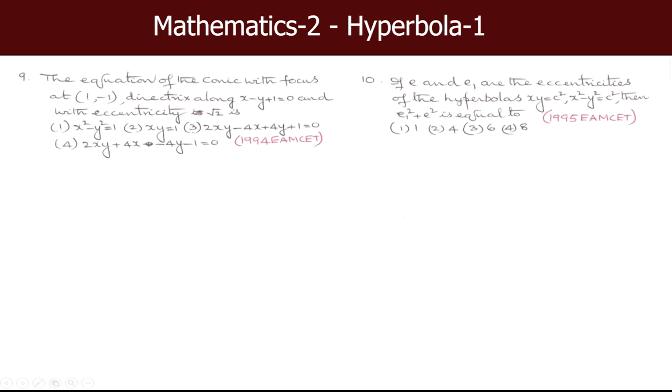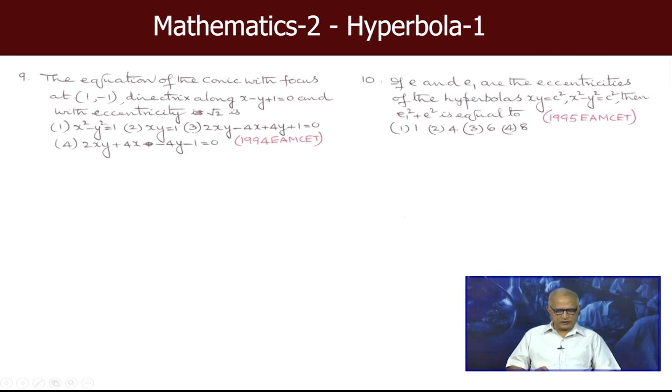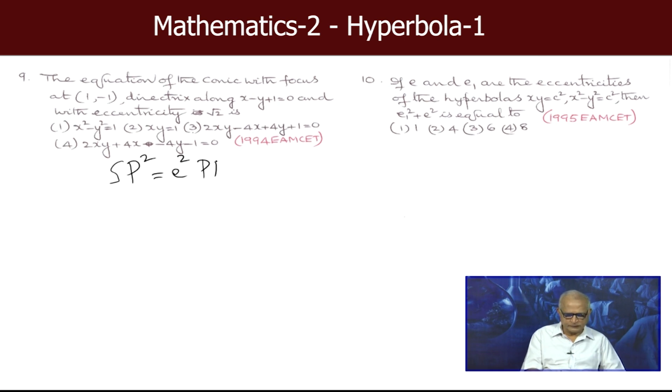The equation of the conic with focus at (1, minus 1), directrix x minus y plus 1 equal to 0 and eccentricity root 2 is a rectangular hyperbola, once again a 94 EAPCET question. So, use the focus directrix property of a conic, SP equal to e times PM. This is the focus directrix property. e square is 2, so SP square equals 2 PM square. S of course is (1, minus 1), P is (x, y), any point on the curve.